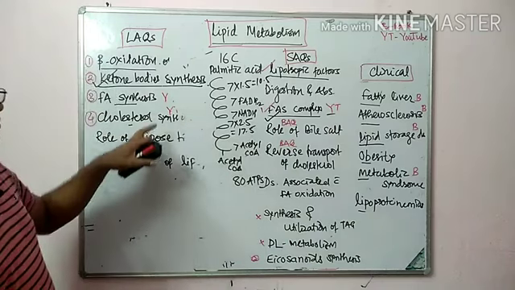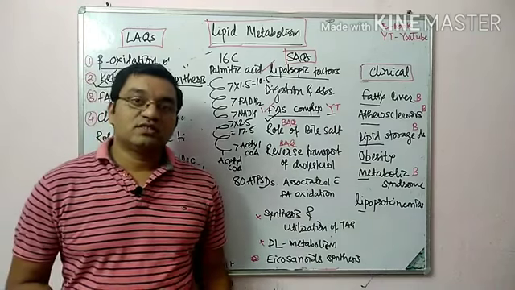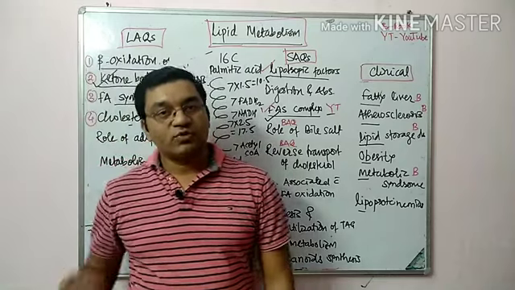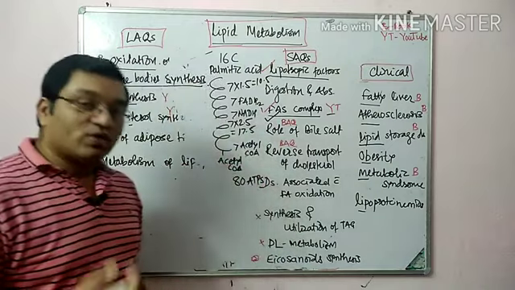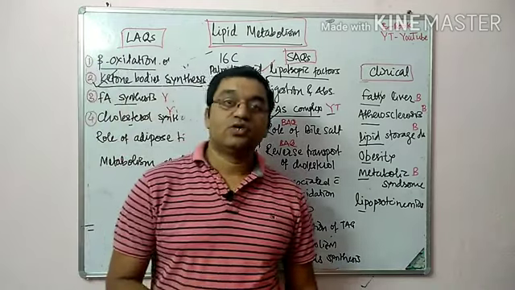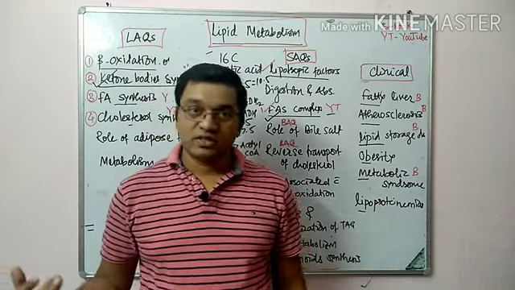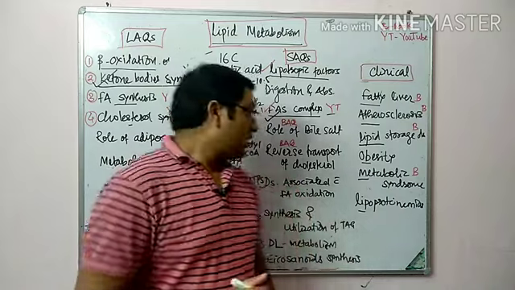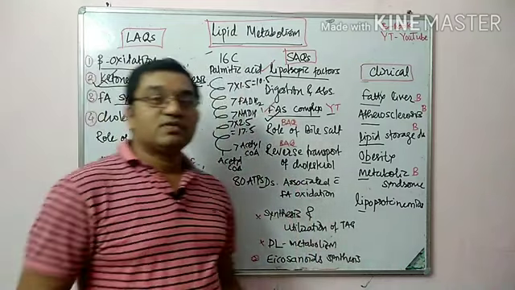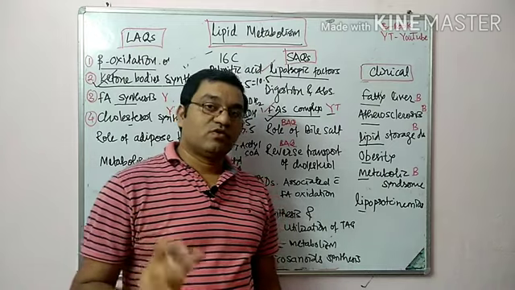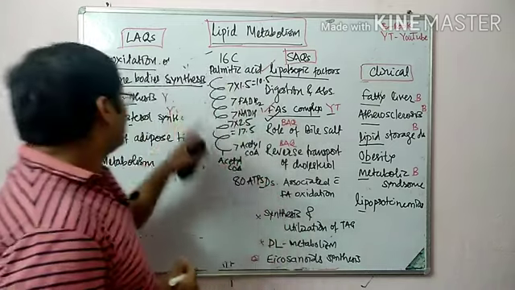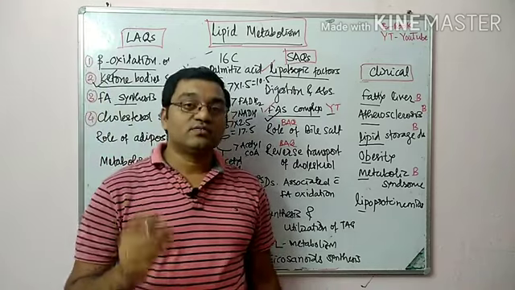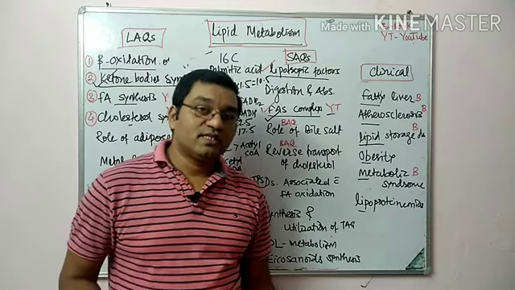So in ketone body synthesis, there is synthesis of ketone bodies, meaning acetone, acetoacetate, and beta hydroxybutyrate. Of this, acetoacetate is a primary ketone body, and acetone and beta hydroxybutyrate are secondary ketone bodies. The precursor molecule is acetyl coenzyme A, and the main enzyme for the synthesis of ketone bodies is HMG CoA synthase. For their utilization, the main enzyme is HMG CoA lyase.